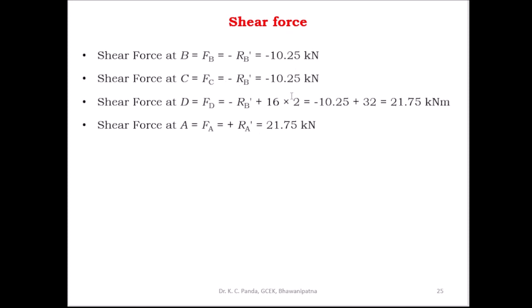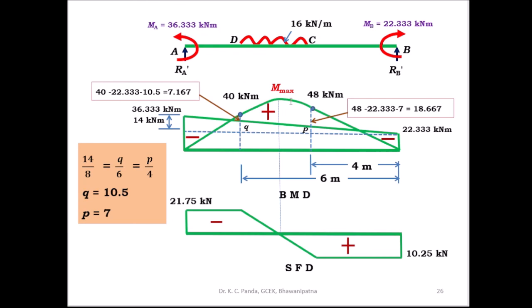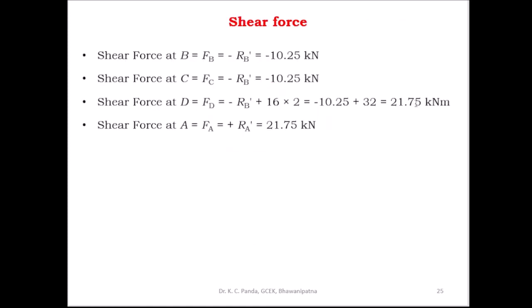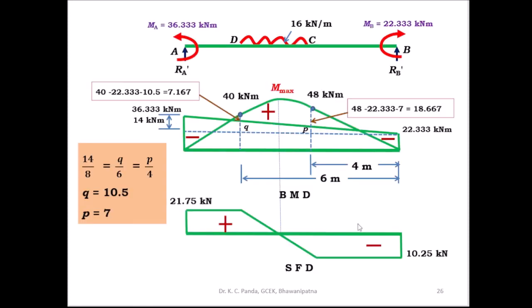Then after getting the shear force, you can draw the shear force diagram. Shear force at B minus 10.25, shear force at C minus 10.25, shear force at D plus 21.75, and shear force at A plus 21.75. This is minus; below the axis is negative, above the axis is positive. This is the shear force diagram, and here you get the maximum bending moment because the shear force is 0 here. So you can find out the maximum bending moment here.